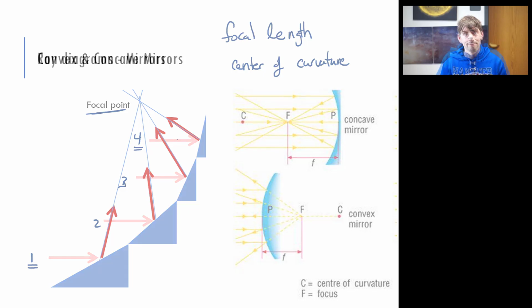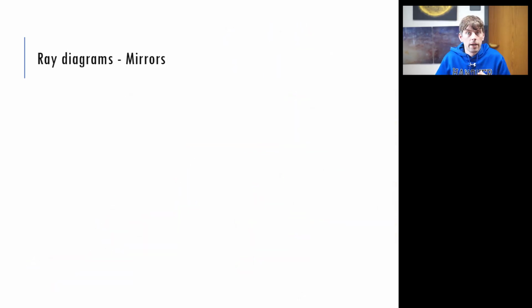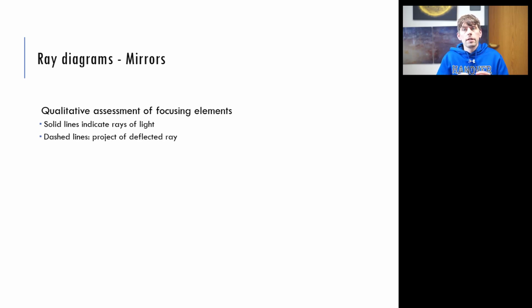Okay? So now that we have an idea about concave and convex mirrors, why don't I go ahead and give you an idea about how we qualitatively analyze a mirror, and then once we have that, we can start thinking about how to do multiple mirrors sequentially. So this part is called a ray diagram, and as I've already said, it is a qualitative assessment of the focusing elements. Now, some notational issues.